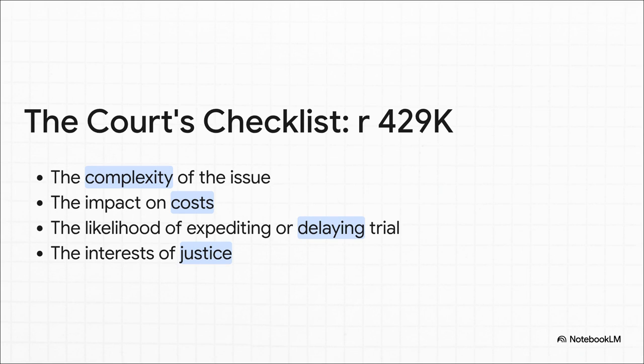When it's thinking about appointing an expert, either because you've applied under Pathway 2 or on its own under Pathway 3, it has to follow a checklist. That checklist is in Rule 429K. The court has to weigh things like how complex the issue is, what the impact on costs will be, whether it'll speed things up or slow things down, and of course the overarching interests of justice.